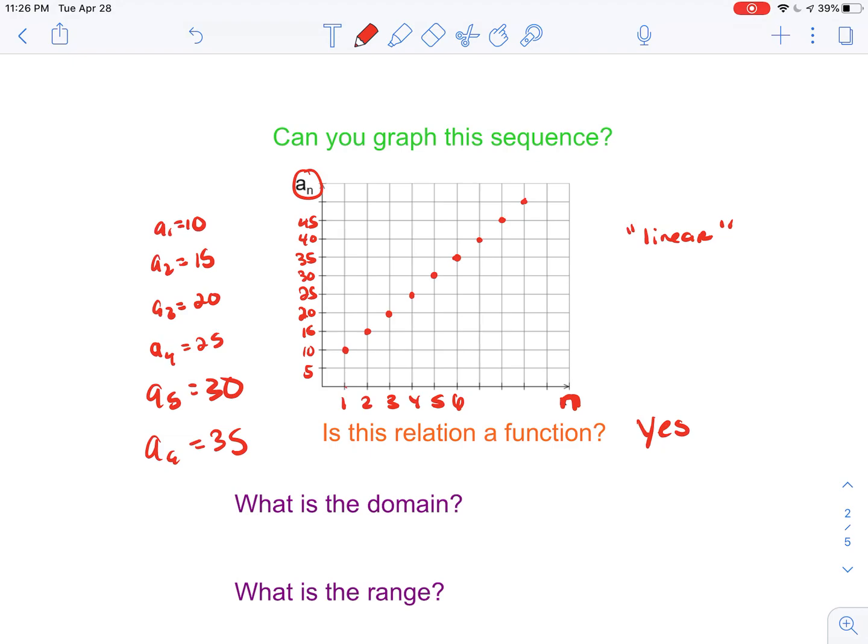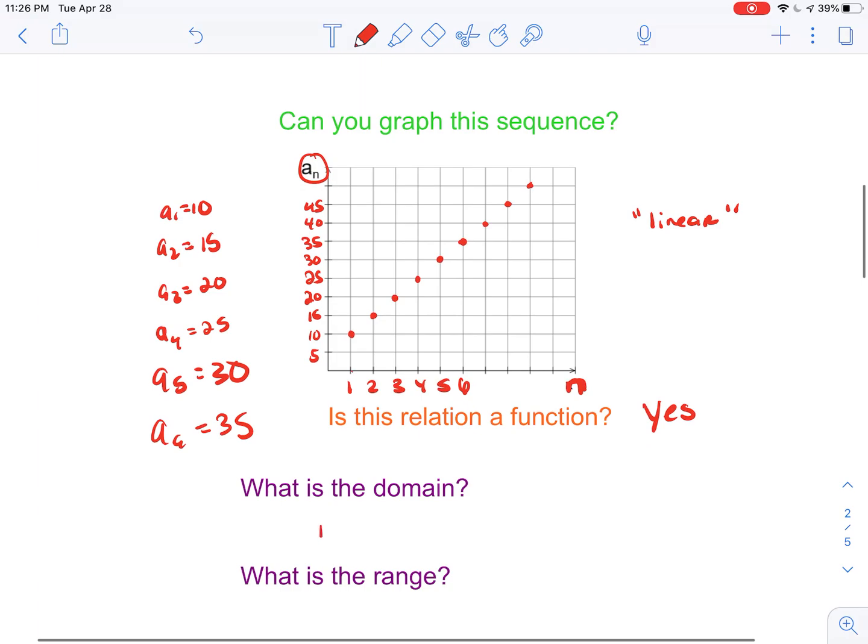And the answer is yes. As I said before, there's no 1.5 term. There's no 2 3/4. There are no decimals and fractions in our domain. So we're going to say that our domain are the positive integers, because 0 is not included, right? There is no 0 term, and negatives are not included. There is no negative first term. So our domain is positive integers.